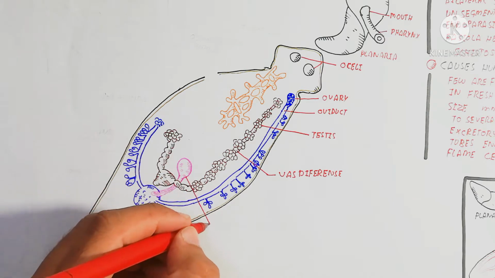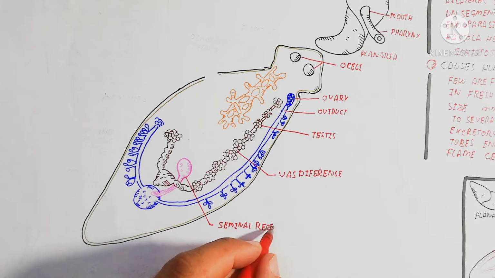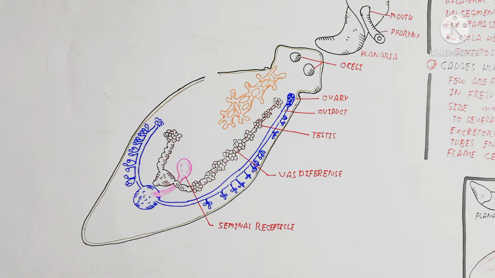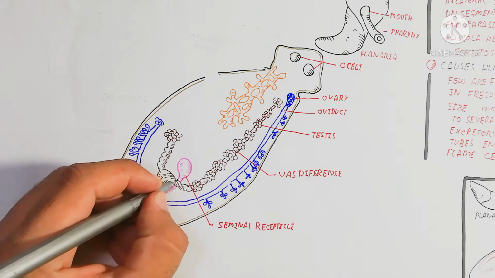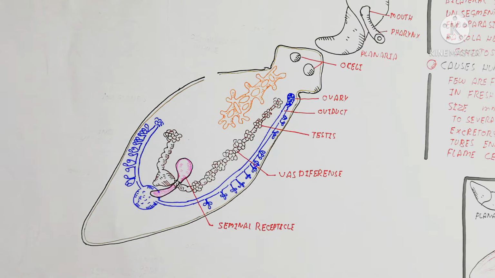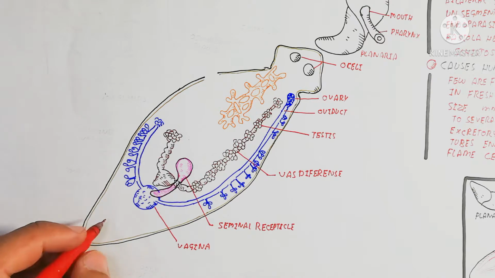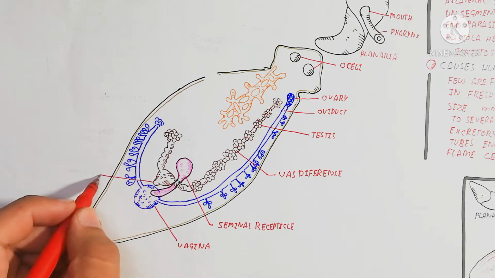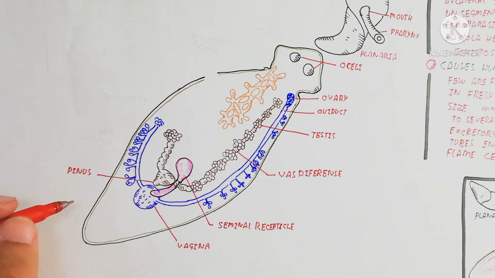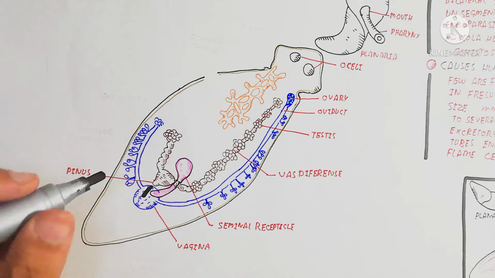The pink color shows the seminal receptacle, which is used for receiving sperm as well as ovum. Here is the vagina. And here is the penis, which sprays the sperm, while the ovary provides the egg. This egg and sperm will fuse together.